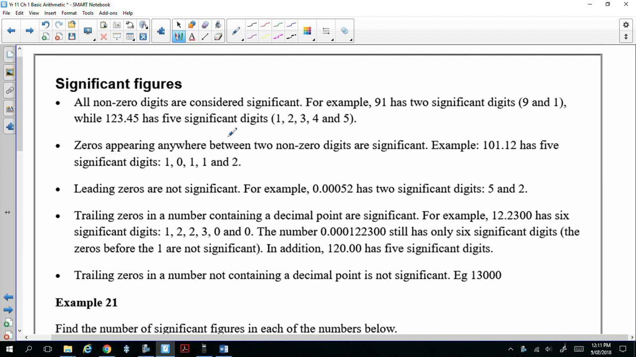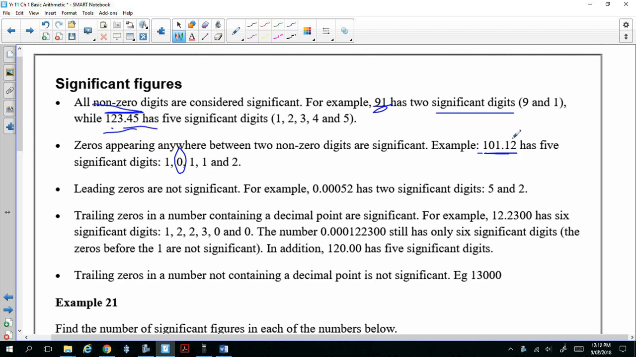Any digits that are non-zero are significant. So in this case, 91 has 2 significant digits because both are non-zero. This has 5 significant digits. Zeros appearing anywhere between 2 non-zero digits are significant. So this one has 5 significant digits because that 0 in between the 2 ones is significant.